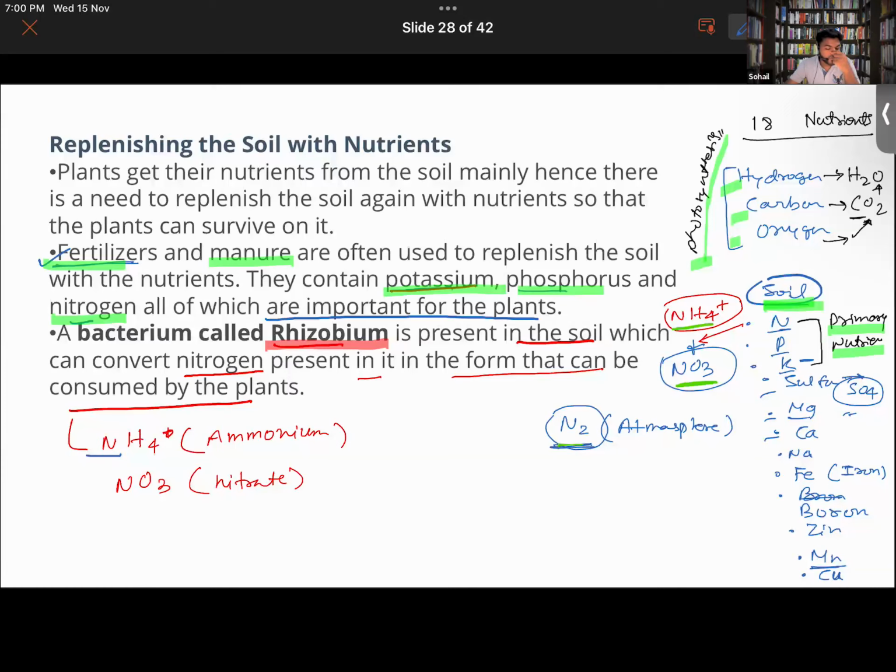Also, do remember one more thing, that this rhizobium bacteria which we are going to study are found not in all the plants. They are found in only certain plants, like in grams, in peas, in pulses, in beans. Okay? And those plants are called leguminous plants.